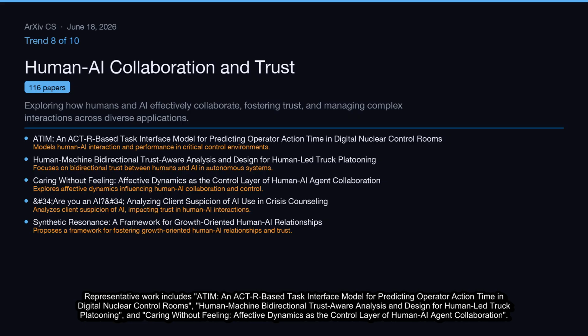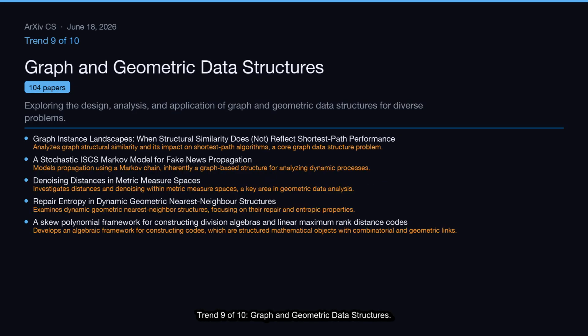Trend 9 of 10, graph and geometric data structures, exploring the design, analysis, and application of graph and geometric data structures for diverse problems. This cluster covers 104 papers.